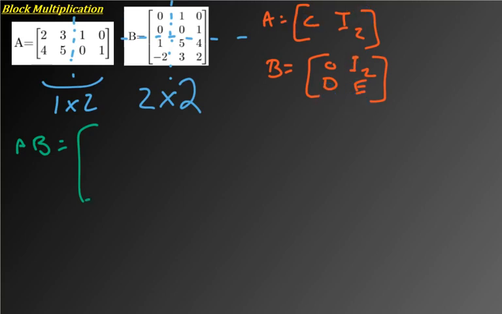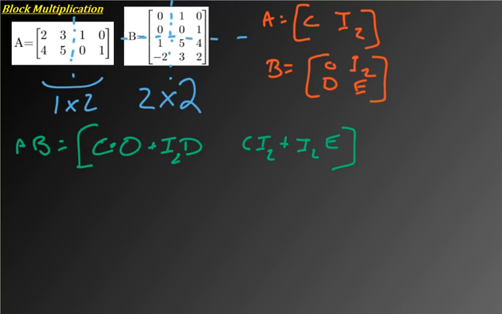And I'm literally going to just do it symbolically first. So I would get C times 0, okay, plus I2 times D. And then now I'm going to do the A, it's really just one row is how you want to look at it, times the next column. So actually, I don't think I need that much space there. I'm going to get rid of that. And then, let's see. So we would have C times I2 plus I2 times E. All right.